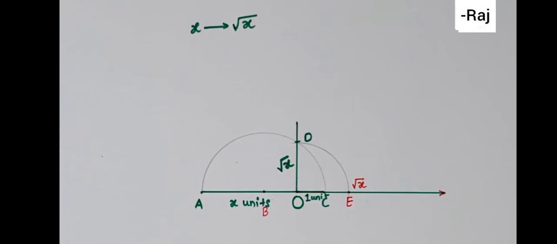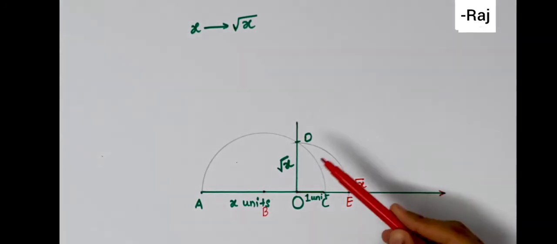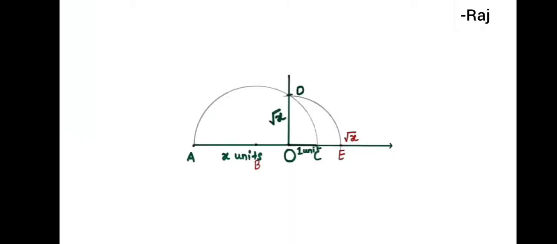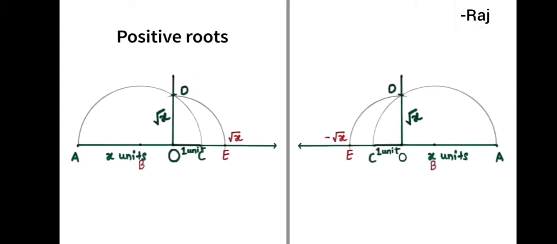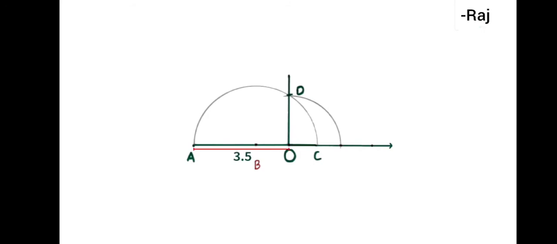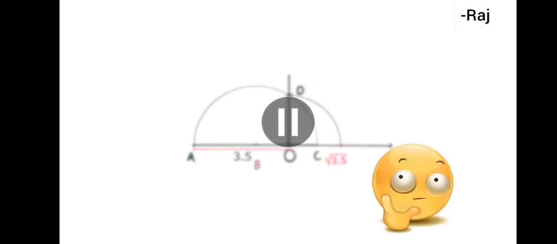And this is how we can locate the square root of any positive real number on the number line. So just replace x by any positive real number and you can find it. It works for all positive numbers as shown, and we can reverse this process to find negative roots as well. So here, if we take x as 3.5, then we will get the square root of 3.5 on the number line here.